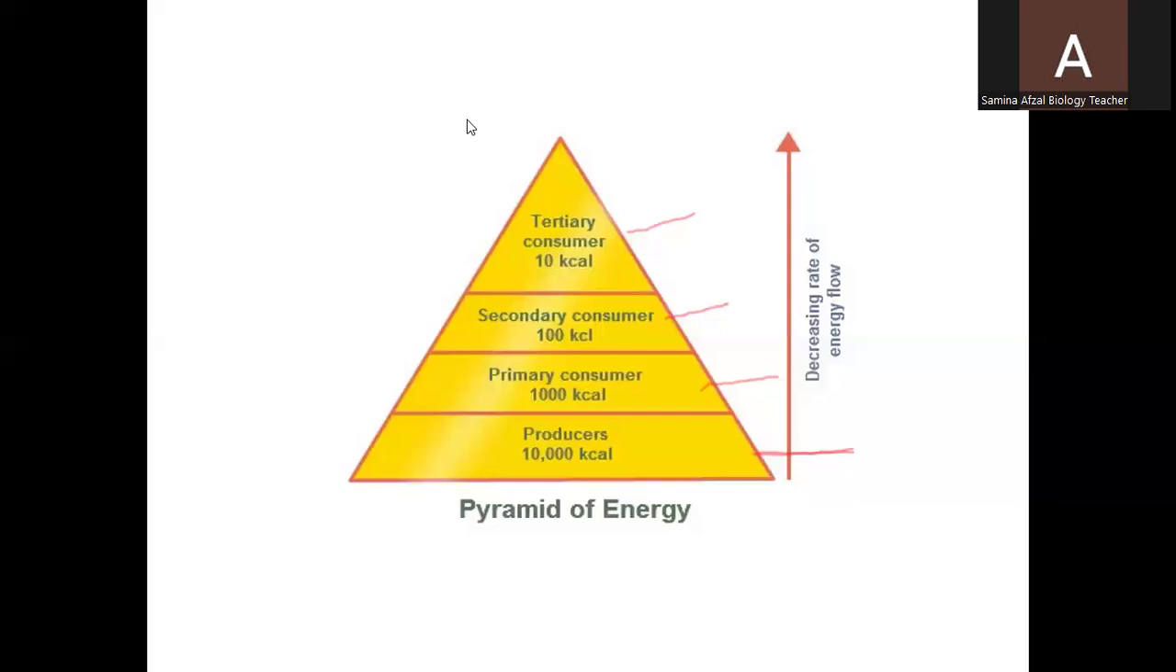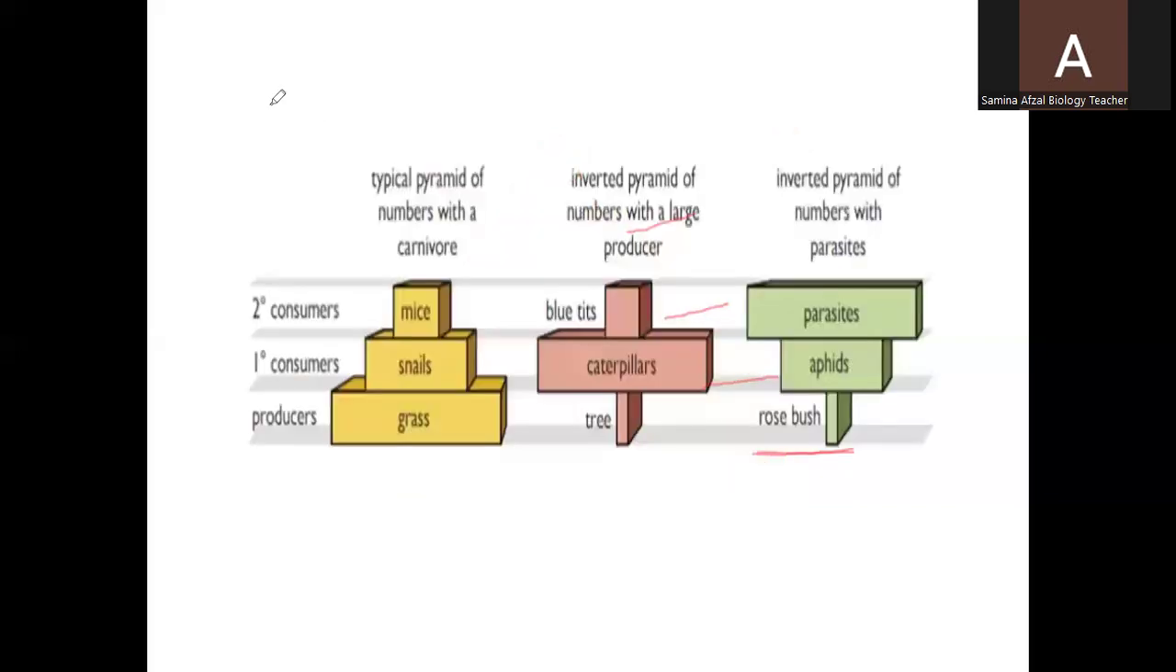If we compare these three different types of pyramids, you can see three different food chains are shown over here. In the case of producers, first of all, the pyramid of number: grass is there, and then snail, mice. And in this case, the blue tits, caterpillars, and tree, rosebush, aphids, and parasites. So these are the three different food chains which will represent differently the different pyramids of number.